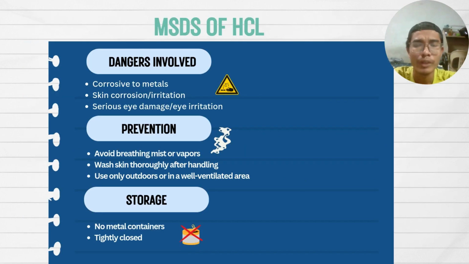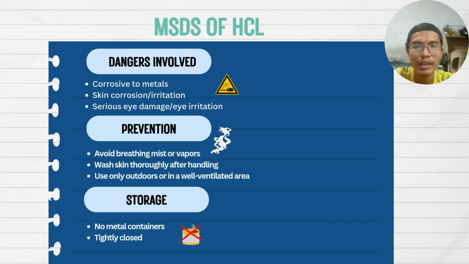There are a lot of substances or materials we use to produce hydrochloric acid. So I will talk about hydrogen chloride. The material safety data sheet of hydrogen chloride lists a lot of dangers, such as hydrogen chloride is corrosive to metals. It affects skin like corrosion and irritation, and it also seriously damages the eyes, like eye irritation.